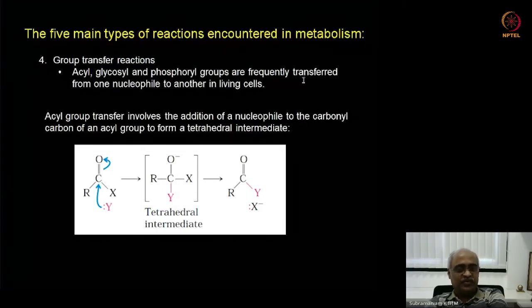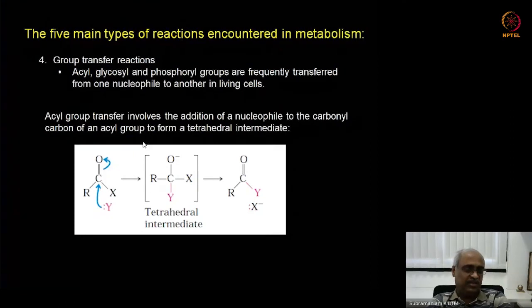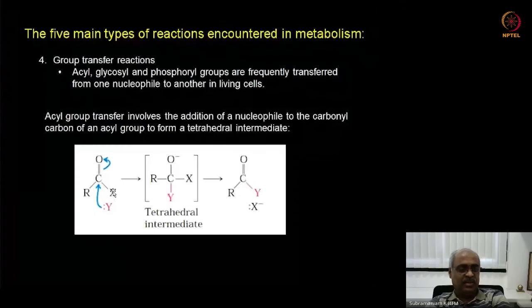So these are the three groups that are frequently transferred, and the transfer is usually from one nucleophile to another nucleophile. When you have acyl groups, it's usually addition of a nucleophile to the carbonyl carbon. Here you have an R group with the carbonyl group, and you have one nucleophile, X. This carbonyl group may be attacked by another nucleophile, ending up with a tetrahedral structure formation by the electron shift shown here.